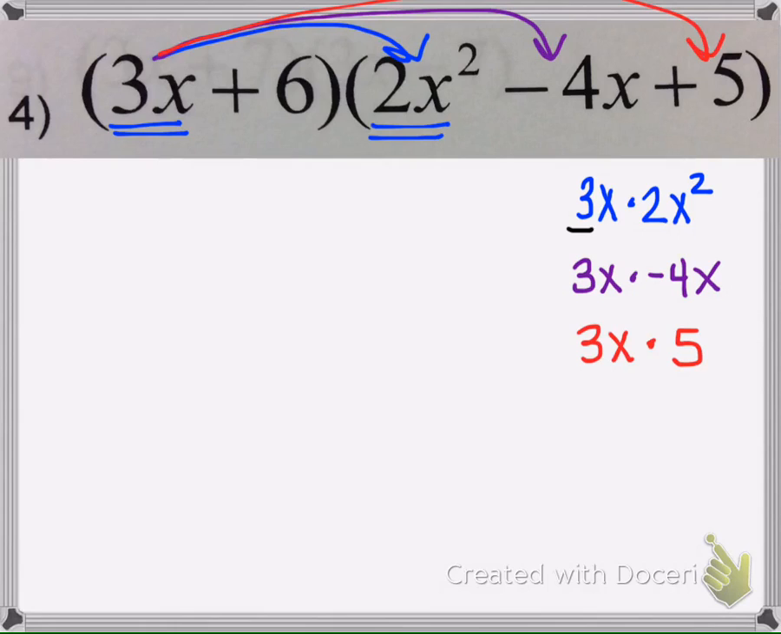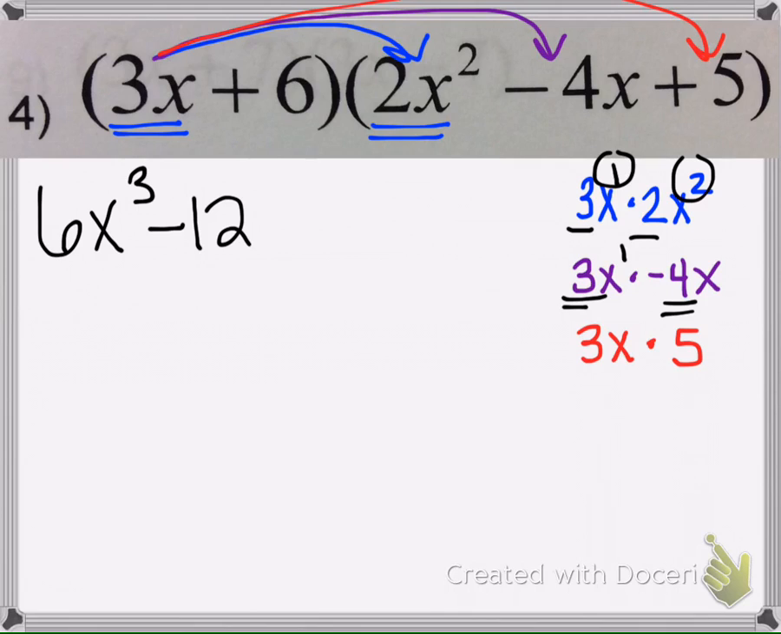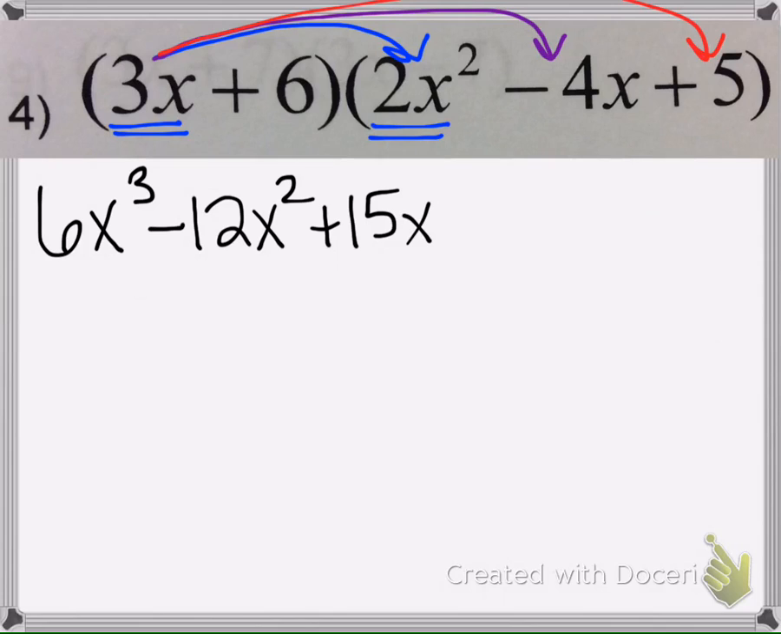So we would have 3 times 2 is 6, and then we would add the exponents. And then we have 3 times negative 4 is negative 12, and then we add the exponents. And then we'd have 3 times 5, and then we just have this x. Okay, so now I'm completely done distributing and multiplying this 3x.